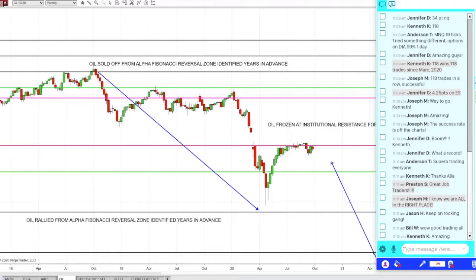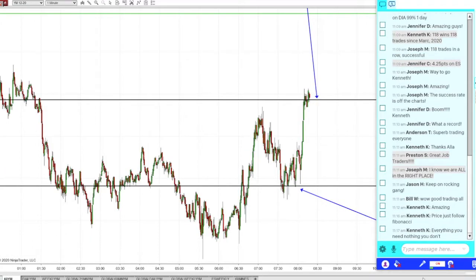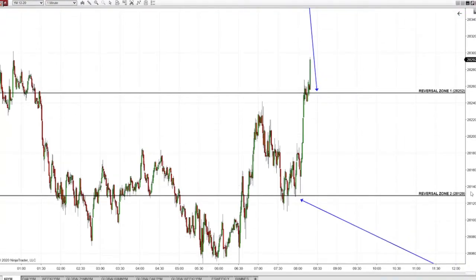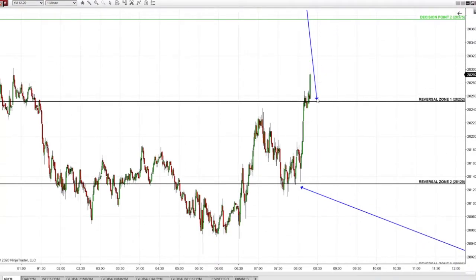I simply ask you to make an effort. And if you do, the skies are the limit. As traders all over the world for the last 10 years have shown, the skies are the limit with the Alpha Fibonacci system. So take a look at what Ken is sharing. Alpha Fibonacci system, everything you need, nothing you don't. So please pay attention as this is critical.